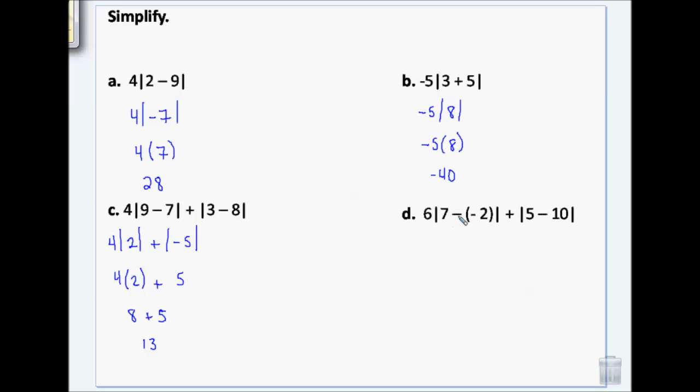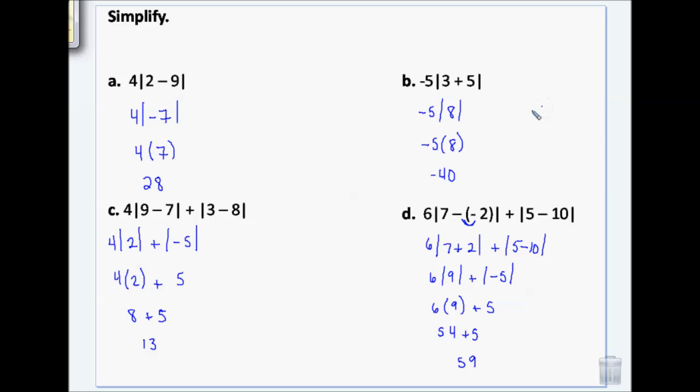Here I have 7 minus negative 2. Minus and negative is always positive. So I get 6 times the absolute value of 9 plus the absolute value of negative 5. So that's 6 times 9 plus 5. So that's 54 plus 5, so 59.